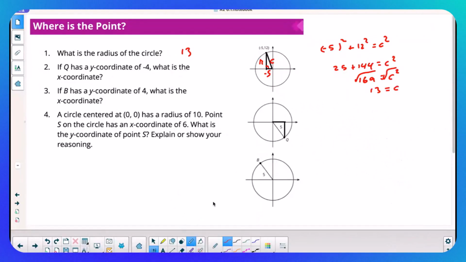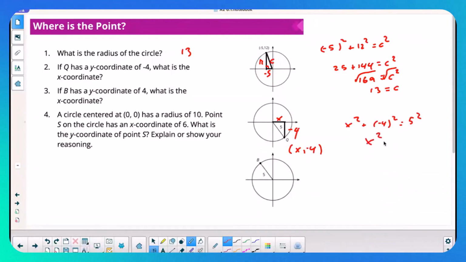All right, let's do that again. It has a y coordinate of -4, not 4. So it's going to end up being the same thing, I guess. X comma -4. What you're starting to see here is it's going to end up being the same thing. X squared plus -4 squared equals 5 squared. And you do this, it's 16, 25 again. And we get x equals 3. So it's the same answer.